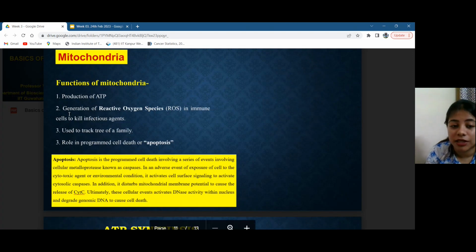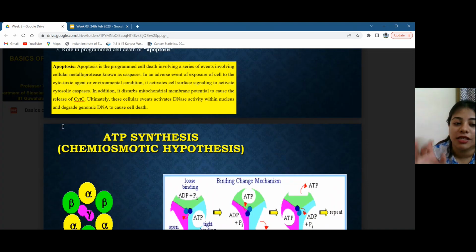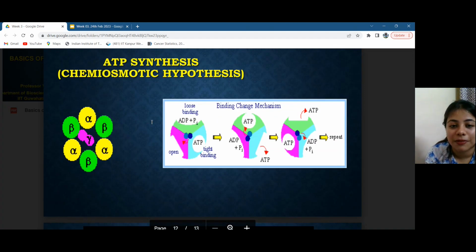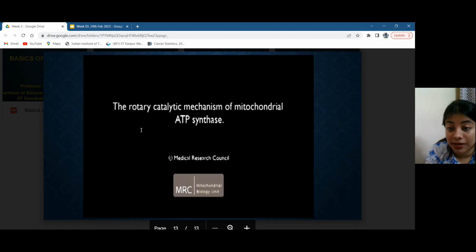Because there is maternal inheritance, you can actually track a family, and it has a major role to play in apoptosis as well. Apoptosis is also defined here because it helps in releasing cytochrome C. That's an important part. And here you see the process of ATP synthesis explained very well via the chemiosmotic hypothesis. It was also shown via a very excellent video, so you can refer to that one more time if you need it as well.